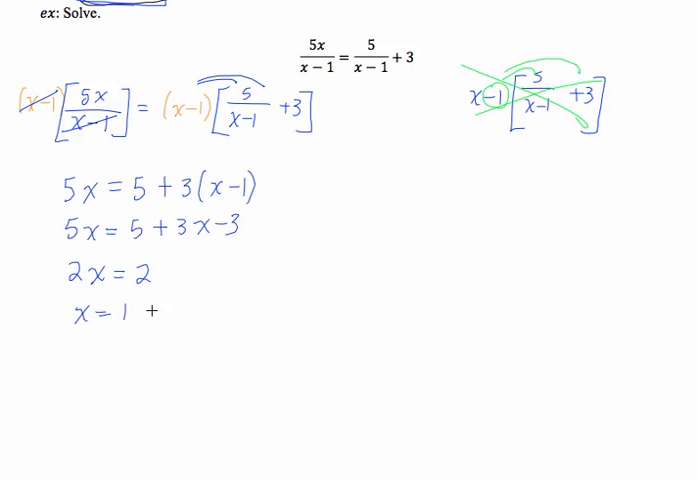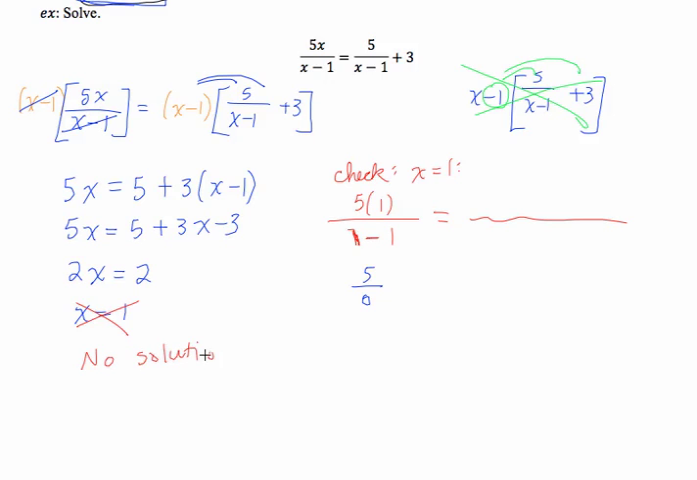Well, that's simple enough. Now let's go check. Remember, you have to check. x equals 1. Okay, if we plug that in, we get 5 times 1 over 1 minus 1, and we can stop right there because 5 divided by 0 is undefined. So that does not work because that gives us a 0 in the denominator. So this has no solution because the only solution we got actually doesn't solve the equation. That's why you check your answers, because when you're solving rational equations, often this will happen. So no solution on that one.